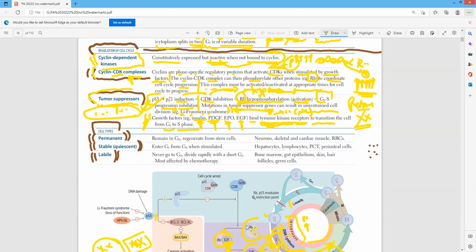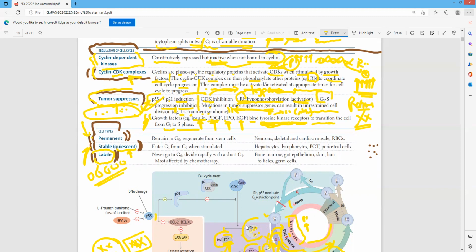Okay, returning back. We have the permanent cell type, we have the stable or quiescent, and the labile. Quiescent is like old people. You know my old grandpa, I want to go to the bathroom and he has a constipation problem. And we will have labile cells, which keep dividing again and again, but it's not a tumor.